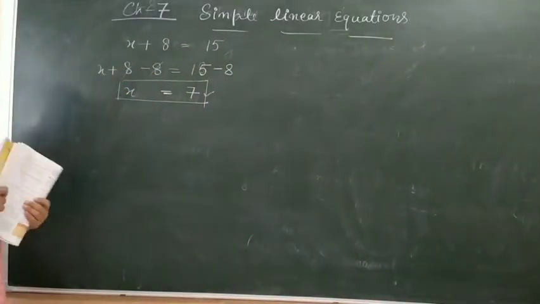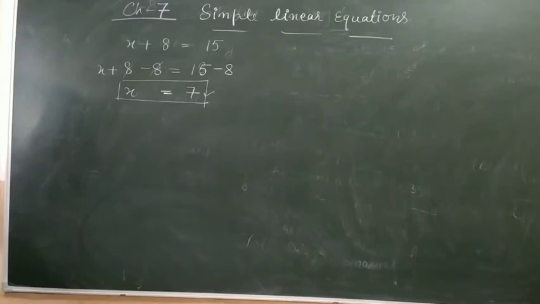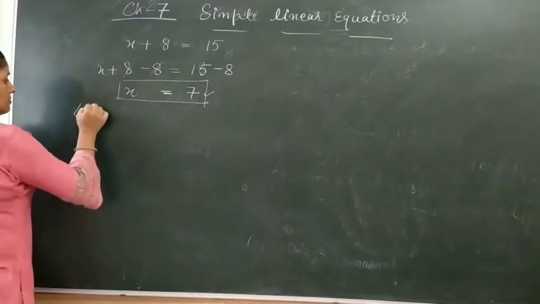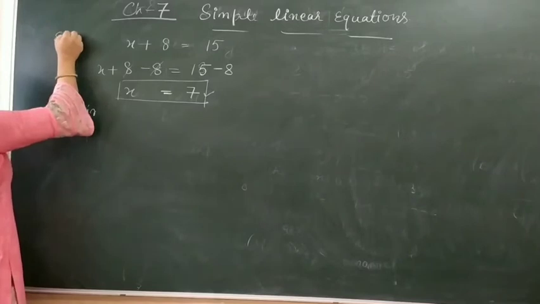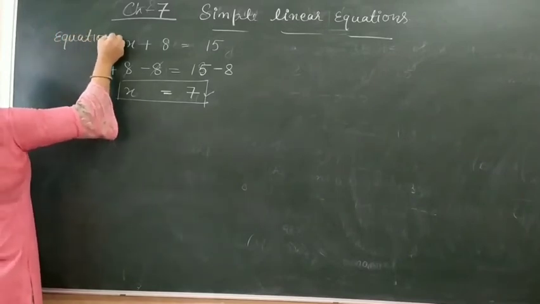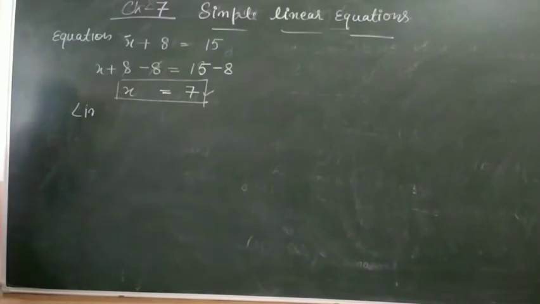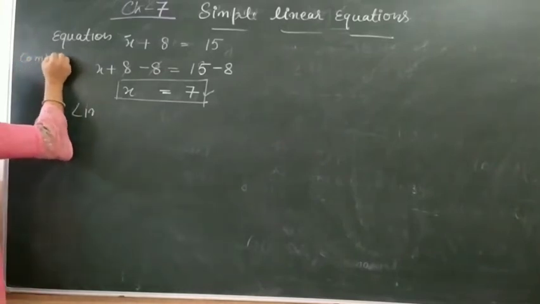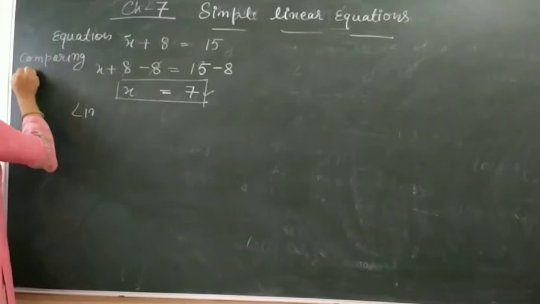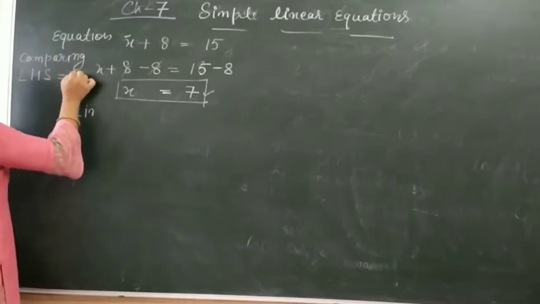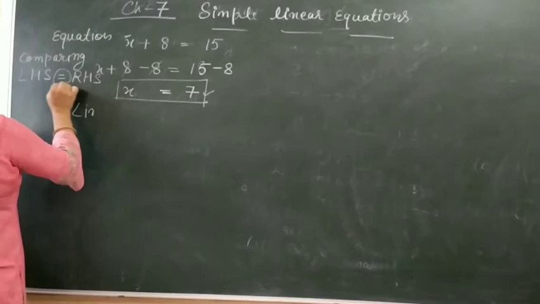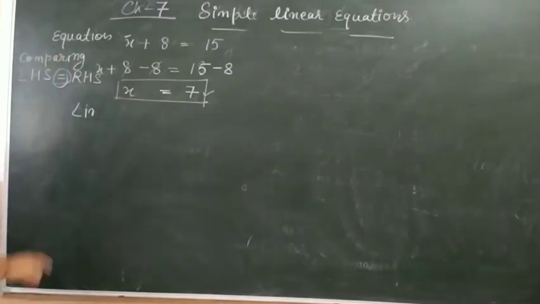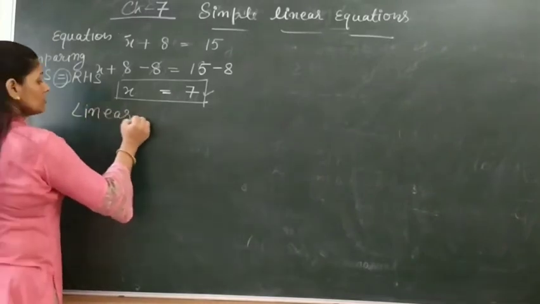Now next we will learn about the linear equation. What is the meaning of linear equation? First, what is the meaning of equation? Comparing left hand side and right hand side, putting the equal sign. This is called an equation. Now, what is a linear equation?